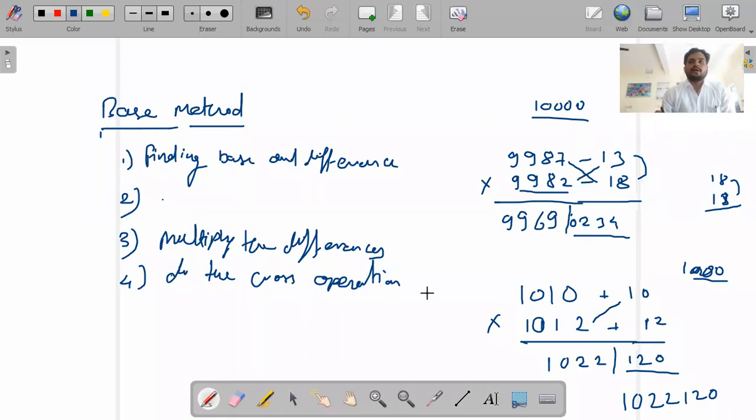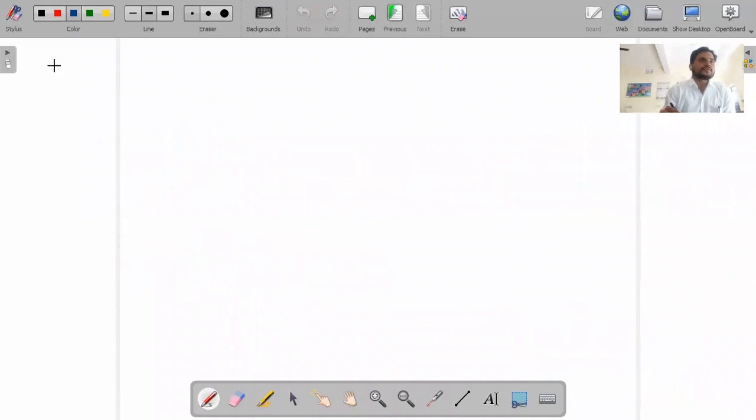In both of these examples, the multiplicand and the multiplier are either both below the base or both above the base. Now also consider the case where one number is below the base and one number is above the base. In that case, how do we do the multiplication? So the question: multiply, say, 101 with 97.